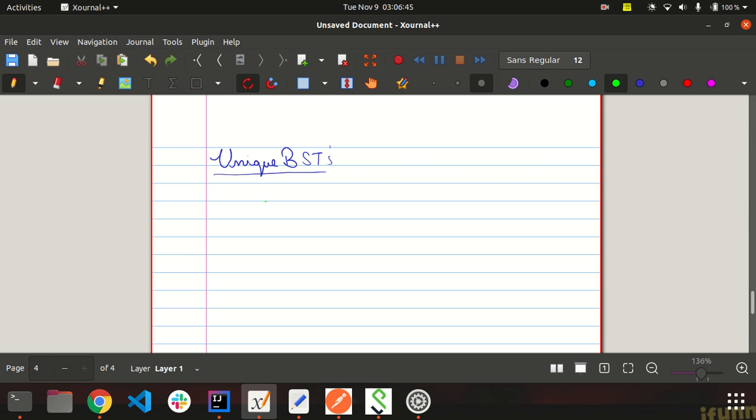Hello everyone. So today we are going to solve this particular question called Unique BSTs. In this question, we have to return all the valid BSTs from number 1 to n. This means all the nodes must have values from 1 to n, and n is given to us. So how many BSTs can we basically build? We just have to return the count, right?